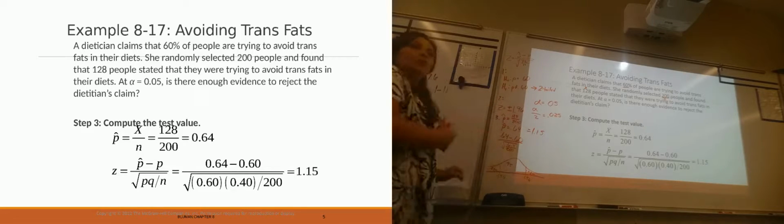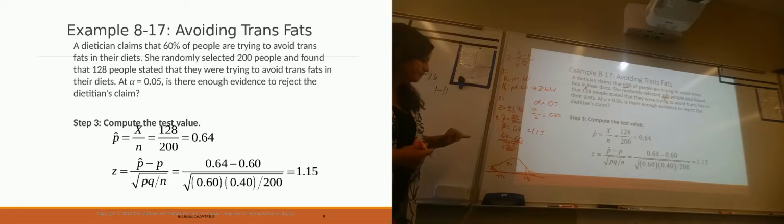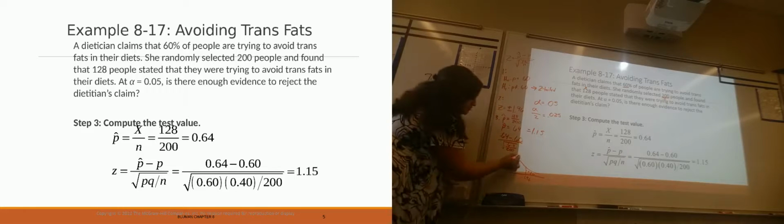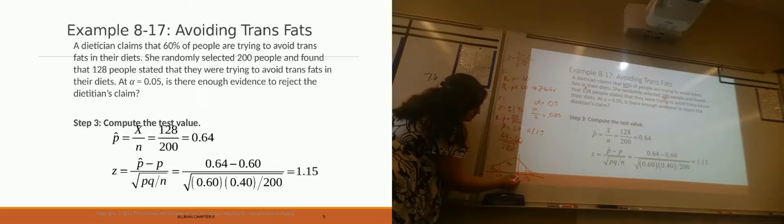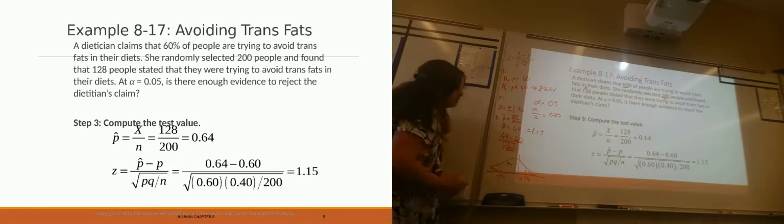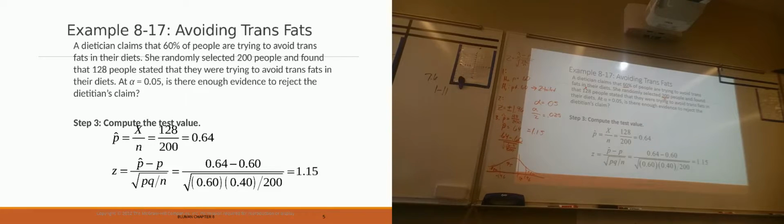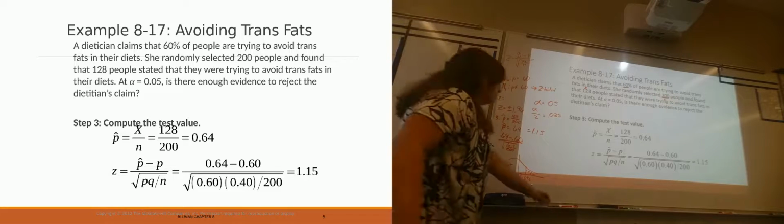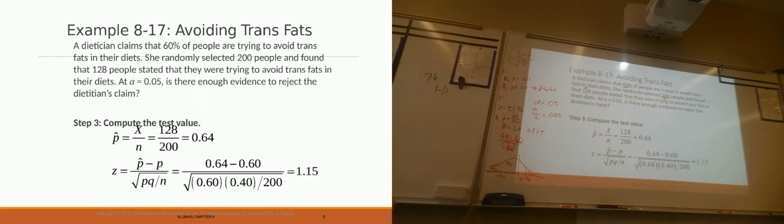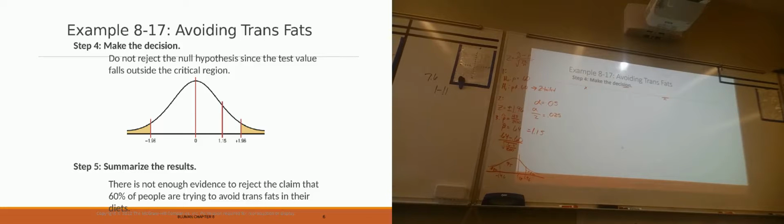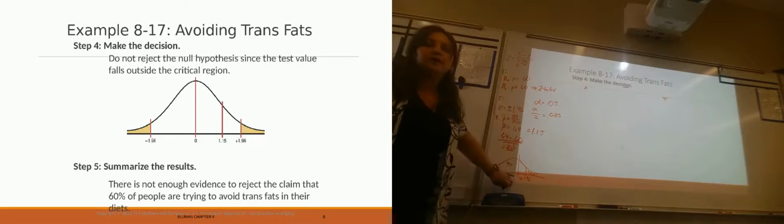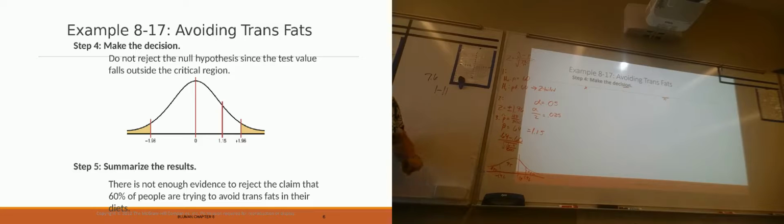Where is 1.15? 1.15 is just right in here. So 1.15, we're just putting that on the graph. So I'll go to the next one, which will probably also have the same graph. So with it in here, do I accept or do I reject it?